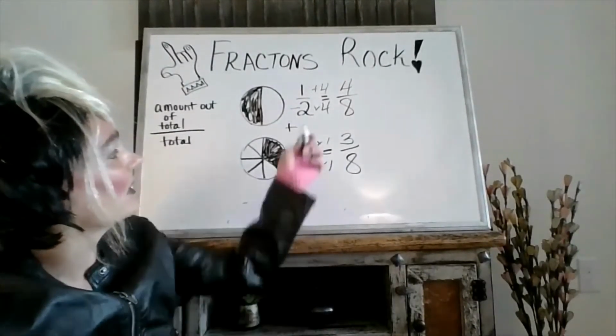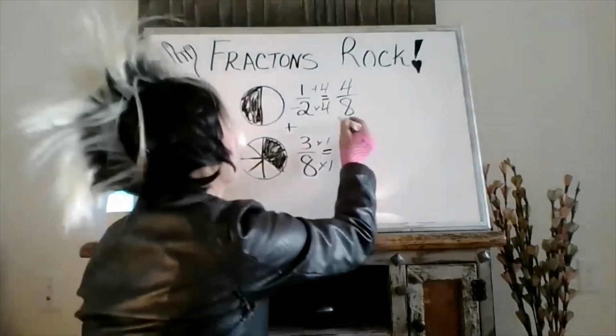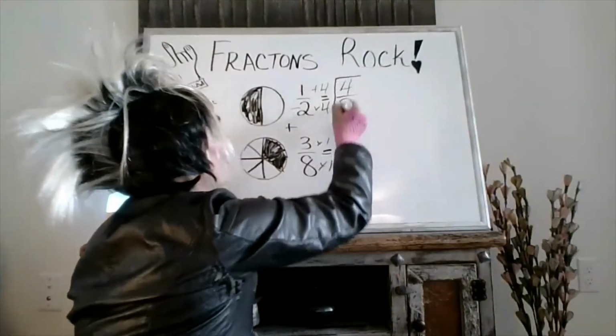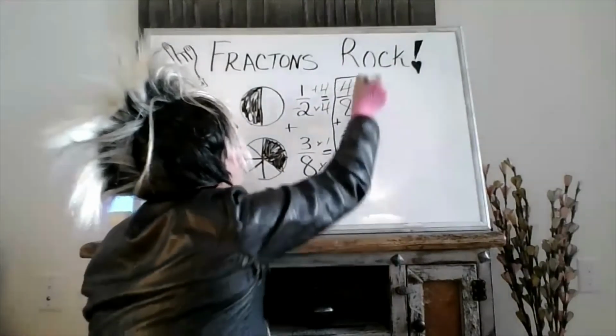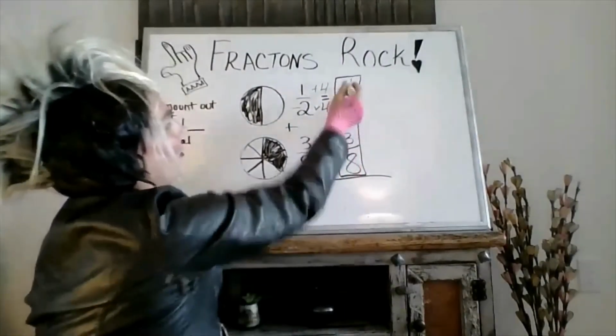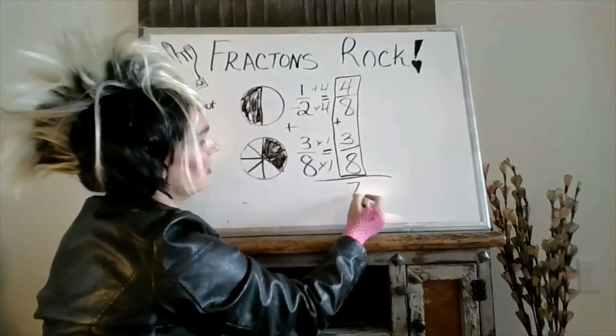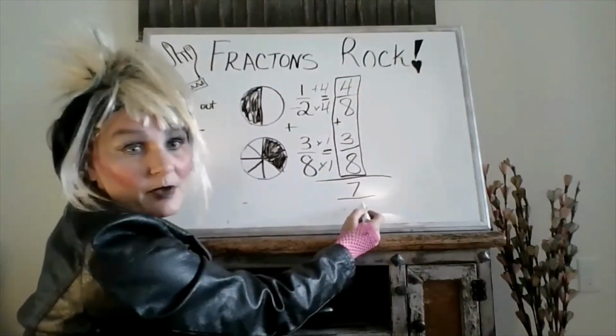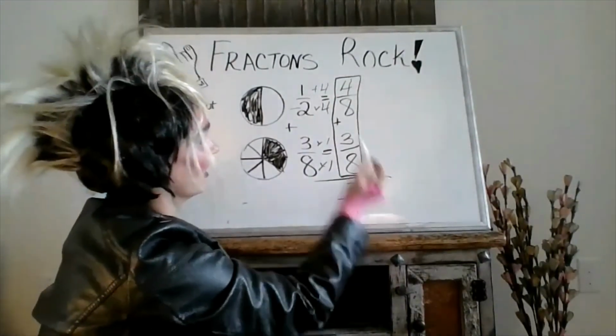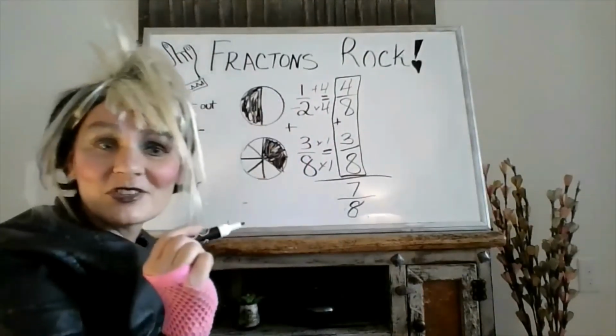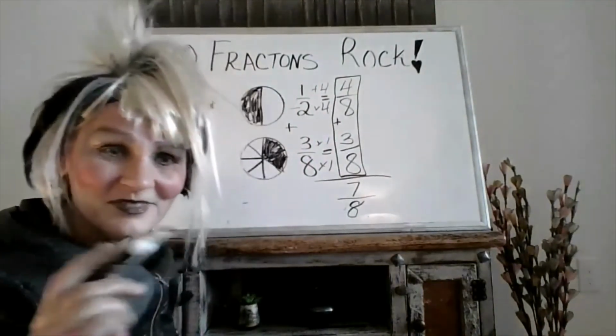So anyway, now we have 2 new fractions, and we can add those together. Boom, boom, boom. And we get 4 plus 3 is 7. And we keep our denominator 8. And I'm going to show you the circles again in the next step, just in case you don't believe me.